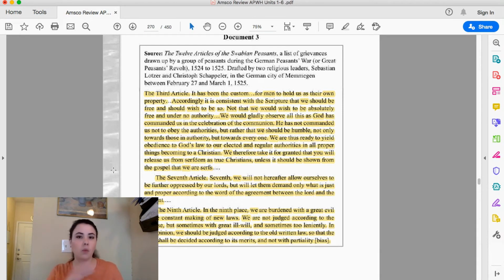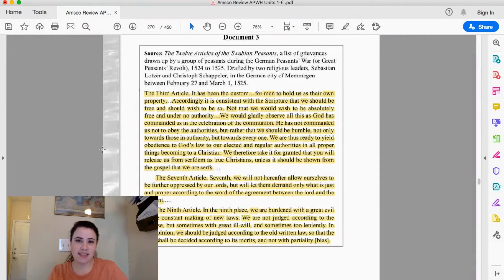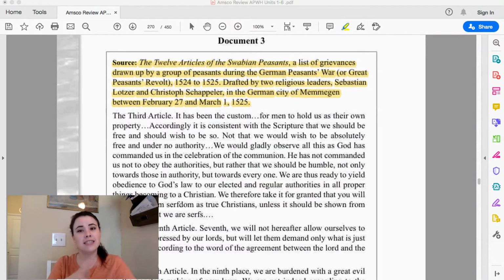One, we will keep being serfs as long as you can show us where exactly in the Bible it says that serfdom is okay. Otherwise, we would like to just be regular free peasants. The second thing it says is that we would really like to just have an impartial justice system with a codified, written, and recorded law, so there's no sneaky business. So that was the text evidence.